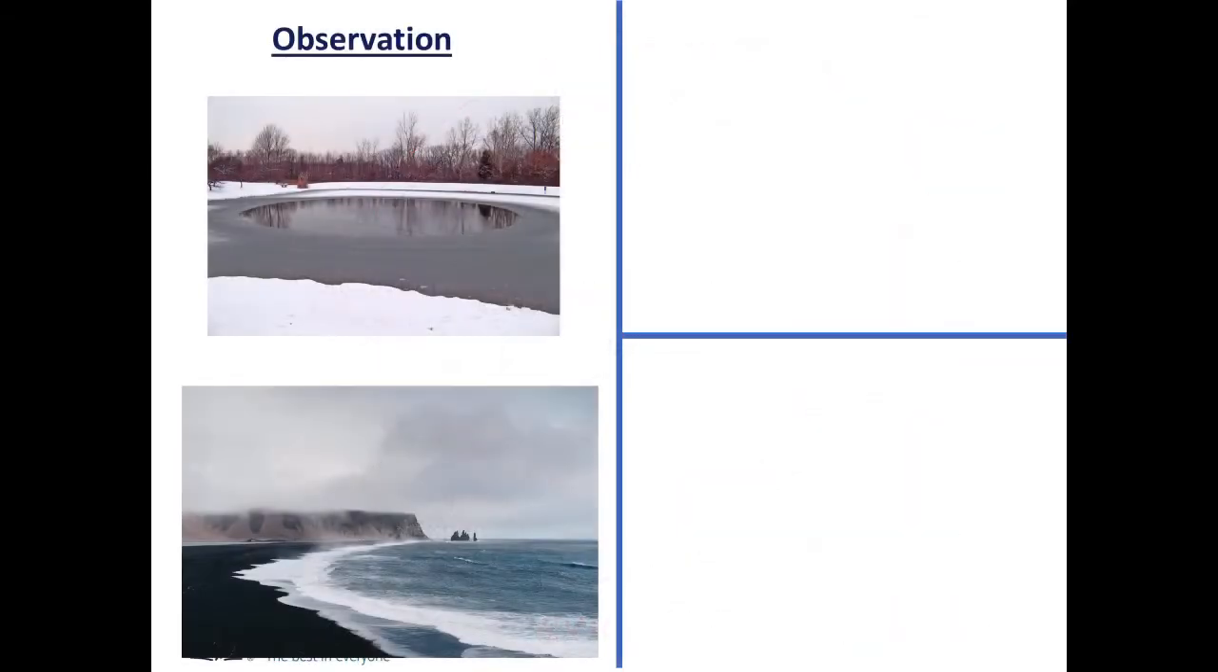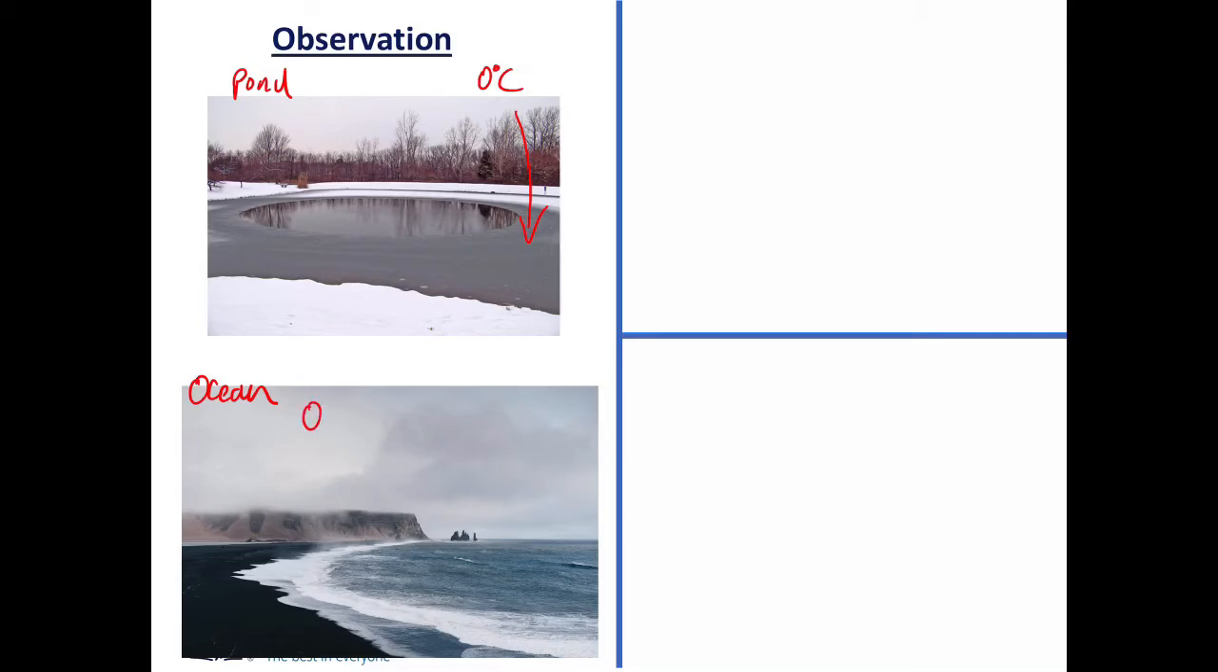So let's look at this example. You can see there's two pictures here. The first picture is of a pond, and the second picture is of the ocean. So it's at the coast of the ocean. And this is during the winter time. And you notice that the pond freezes at a higher temperature than the ocean. So the pond freezes at, let's say, 0 degrees Celsius. So that's when it starts to freeze. You can see the ice forming here.